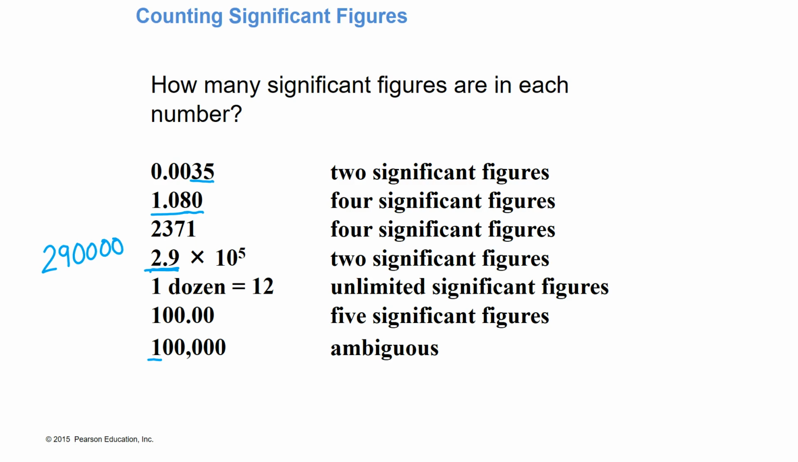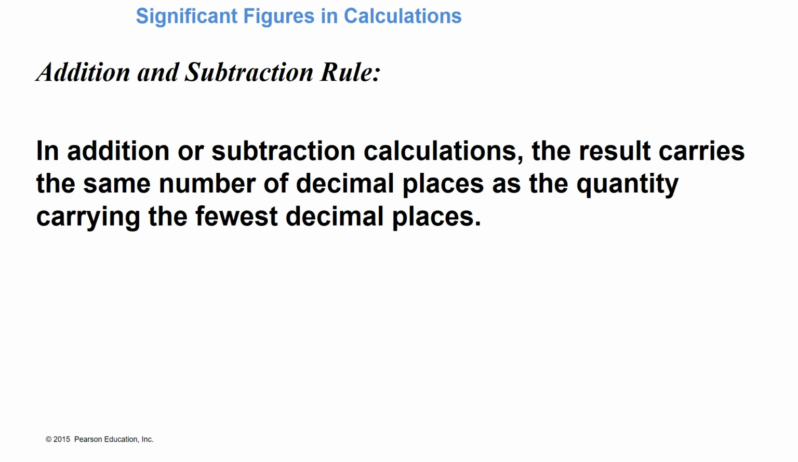All right. Questions, comments, concerns? So far, this is easy stuff, right? Yeah. All right. Now I'm going to start making it hard. All right. So we have some rules for when we're doing calculations. Addition and subtraction calculations. In addition or subtraction, the result carries the same number of decimal places as the quantity that carries the fewest decimal places.